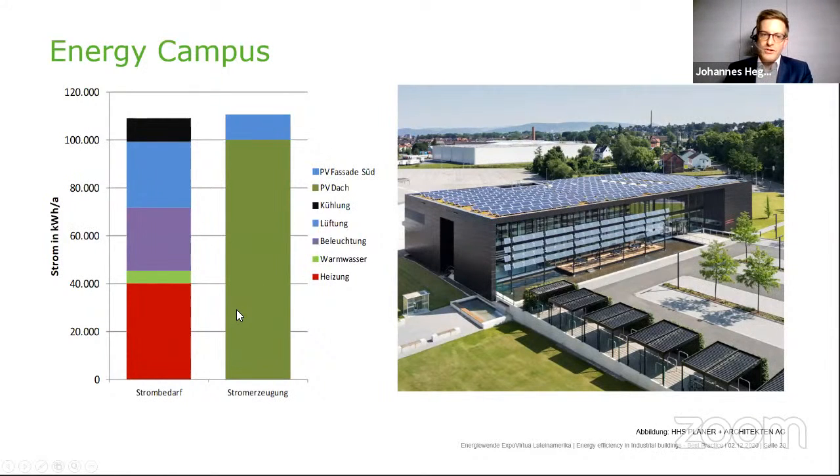So if we are looking at the demand and the production of electricity at this building, we see that over 1 year, actually the production side is a little bit higher than the demand side. So we have a surplus here. So over the span of 1 year, the energy that we are producing is a little bit more than what we are consuming with this building.